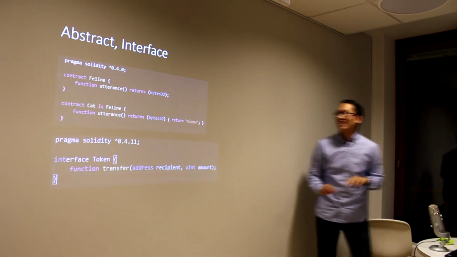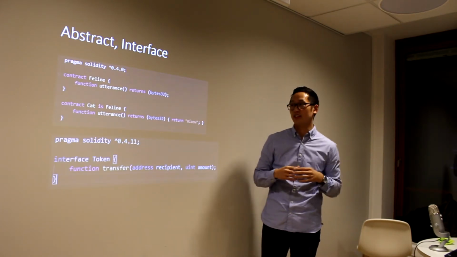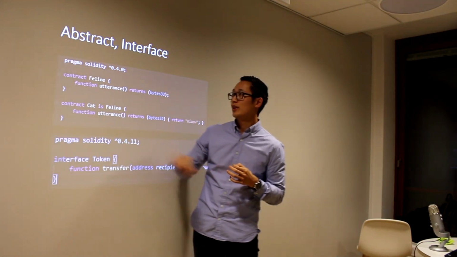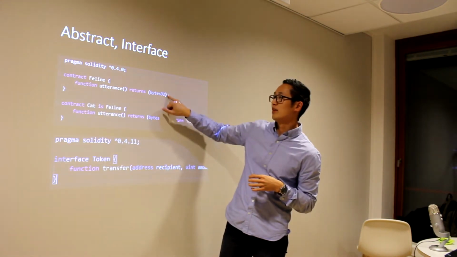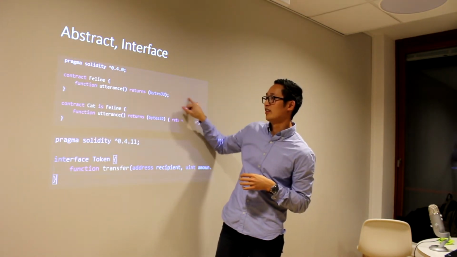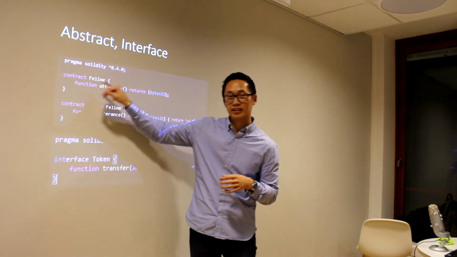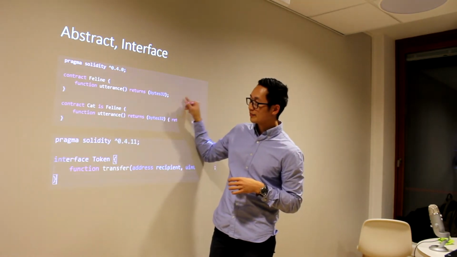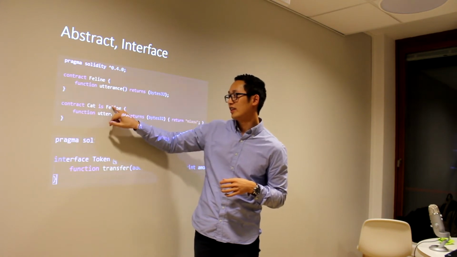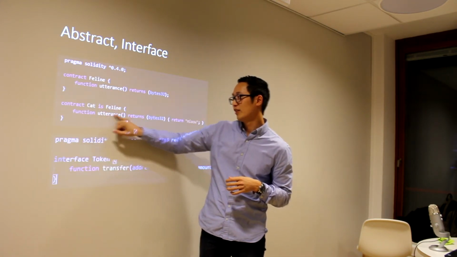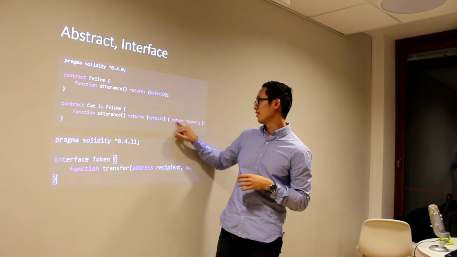Cool. And we have abstract and interface in Solidity. So here we have a contract called filling. Here is a function, but this function doesn't have an implementation. That means that this contract is an abstract contract, and the ones that derive from this abstract contract need to have the implementation of that function. Here is the implementation.